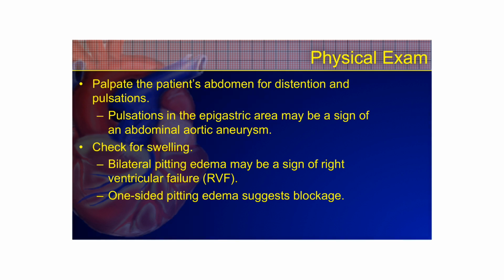Check for swelling also in the patient's arms, hands, legs, feet, ankles, sacral areas. That's all an indication of ventricular failure. Bilateral pitting edema may be a sign of right ventricular failure. And we know pulmonary edema is a good sign of left ventricular failure.